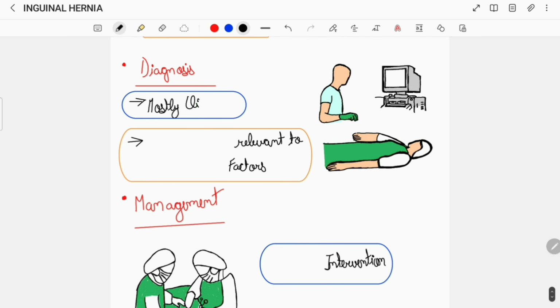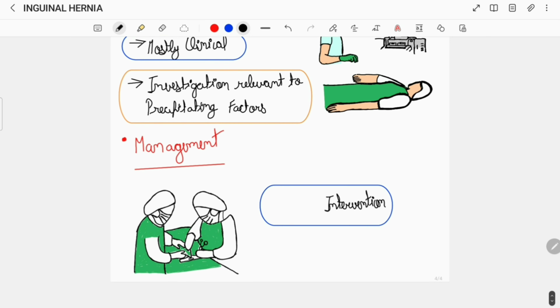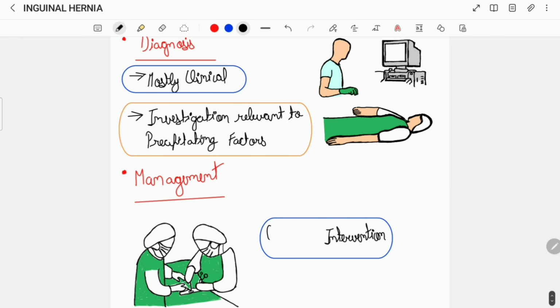Diagnosis of inguinal hernia is mostly clinical, but your doctor may advise you to get some investigations done that may be relevant to the precipitating factors. Once the diagnosis of inguinal hernia is established, then its management is mainly based on surgical intervention.